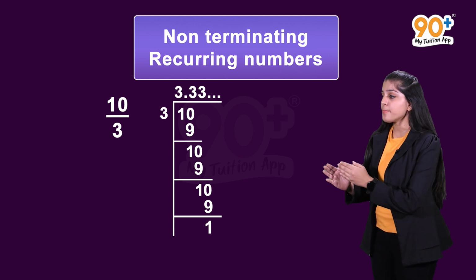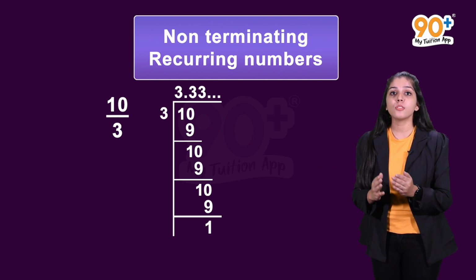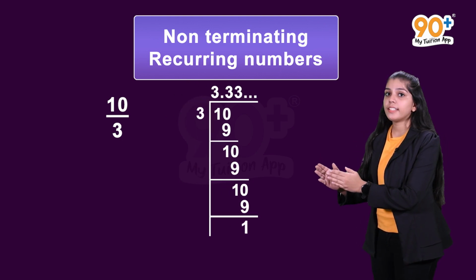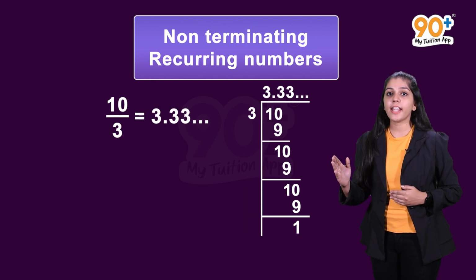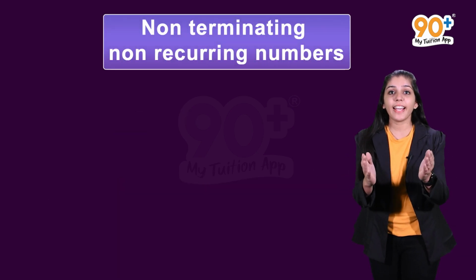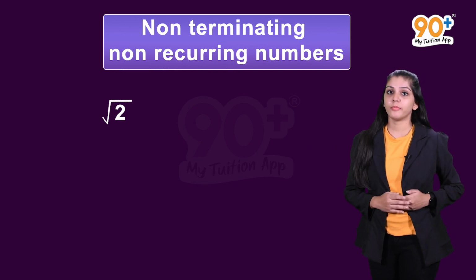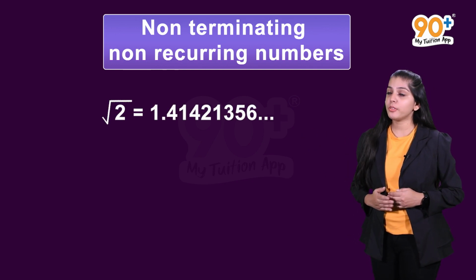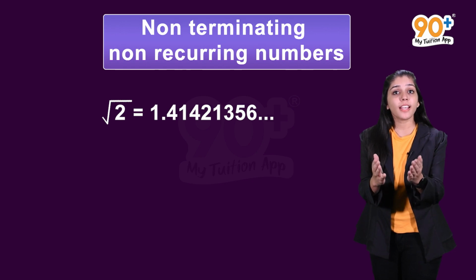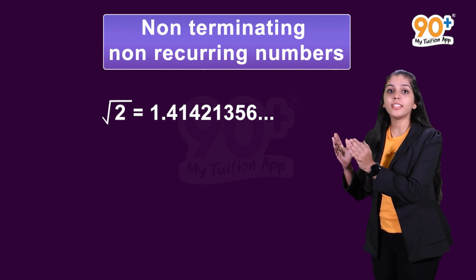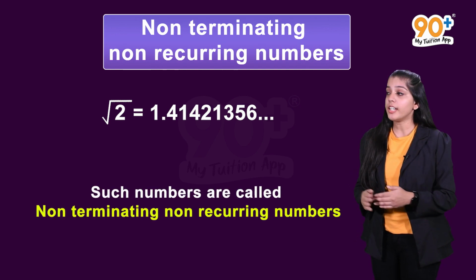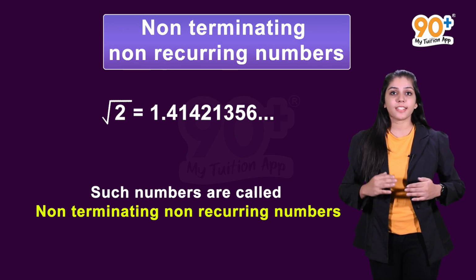Students, you can observe that this process is not terminating, and also after the decimal point the numbers are repeating. So we have 10 by 3 is equal to 3.33 and so on. Such numbers are called non-terminating recurring numbers. Let's take another example. Consider root 2. We know that root 2 is equal to 1.41421356 and so on. Students, you can observe that the numbers after the decimal point are neither terminating nor repeating. Such numbers are called non-terminating, non-recurring numbers.